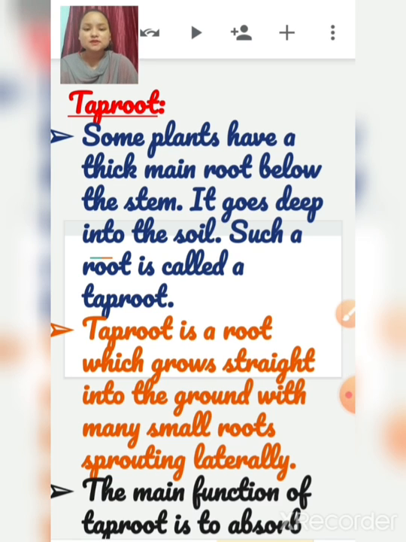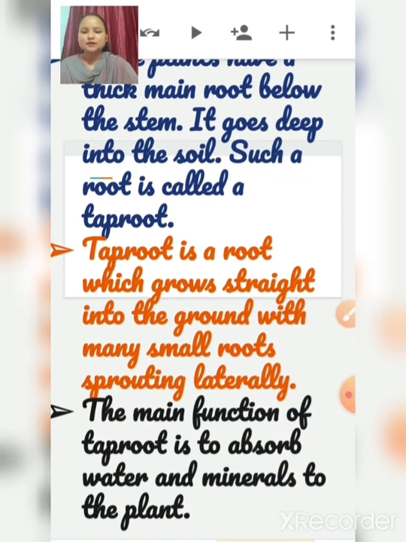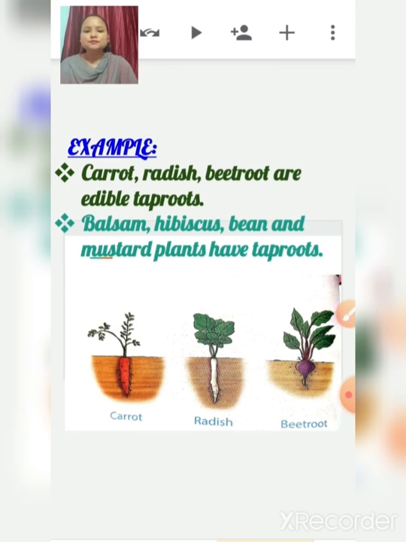And tap root is a root which grows straight into the ground with many small roots sprouting laterally. The main function of taproot is to absorb water and minerals for the plant, right? Examples of taproot are carrot, radish, beetroot, which are edible taproots, that you all know, right? These taproots store food in their roots, which is edible. Carrot, radish, beetroot, we eat these, right? Then balsam is a flower, right? Hibiscus, bean and mustard plants, all these kinds of plants have taproots, right?